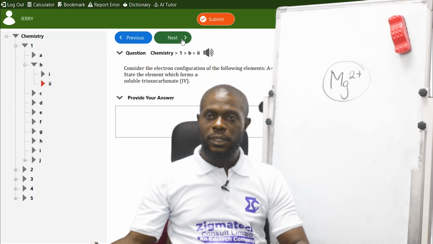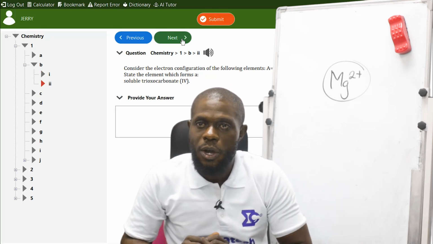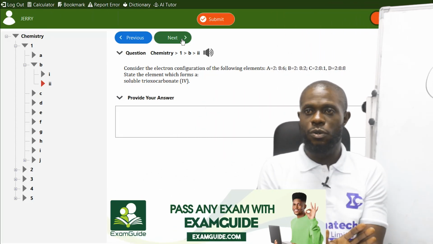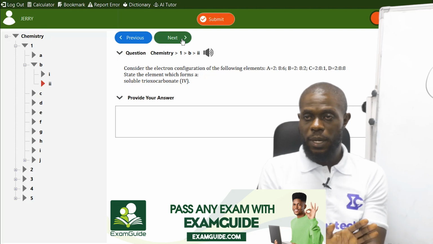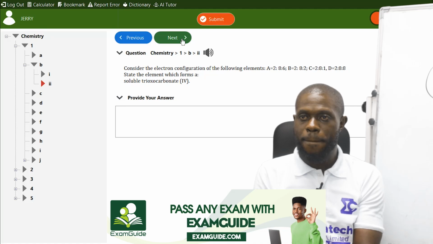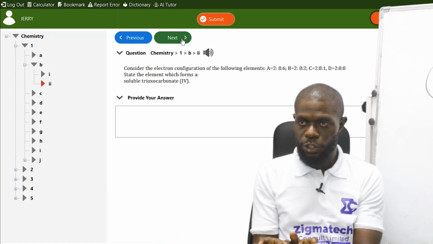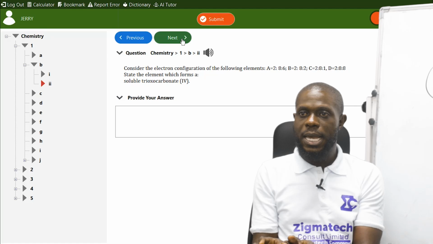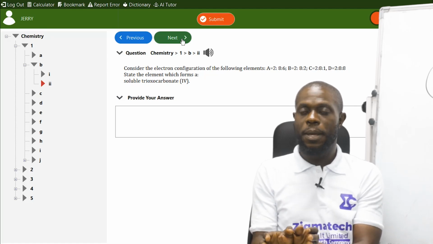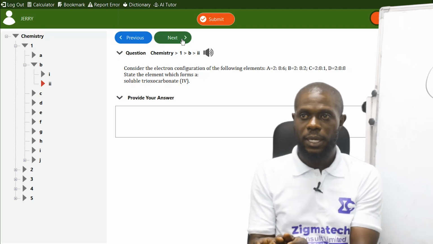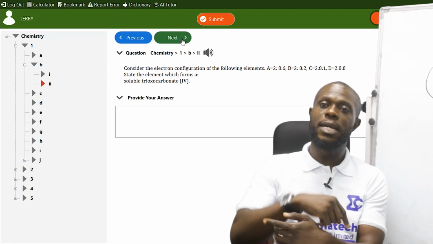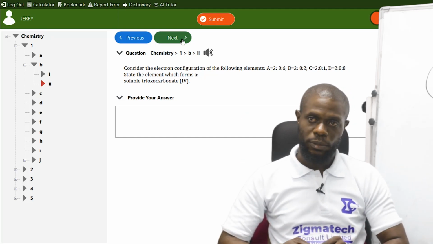Now, the next one is question 1bii. Consider the electronic configuration of the following elements, the same thing they gave you. A is sulfur. B is magnesium. C is sodium, and D is argon. The same thing they gave you in the past question.